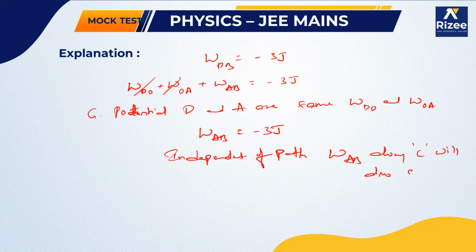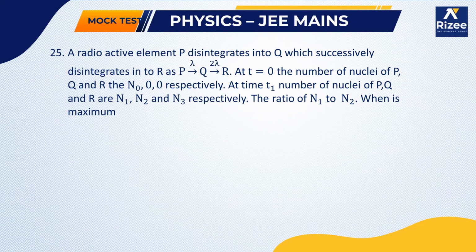Will also be the same. That is equal to minus 3 joules, as minus is already given in the question, so your n or x, whatever the unknown value will be, that is equal to 3. So coming to our next question, sir.